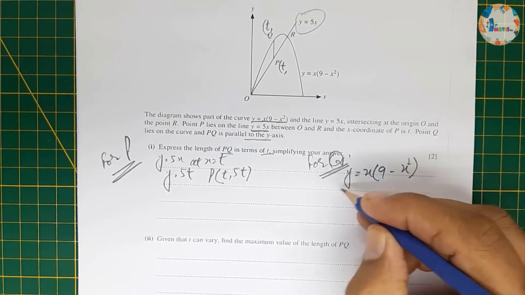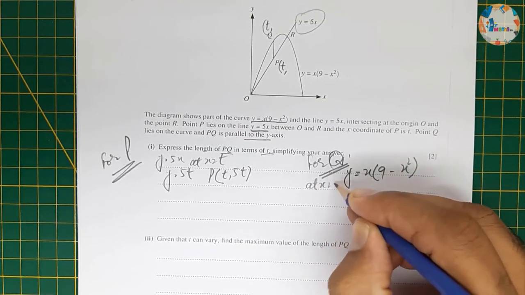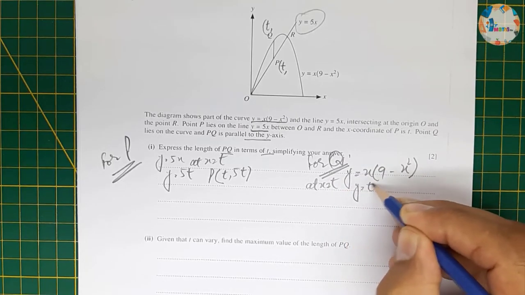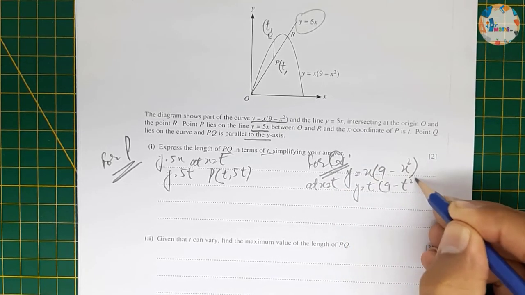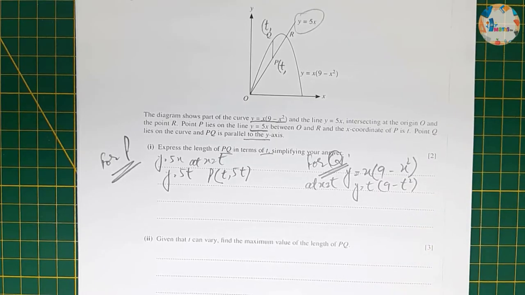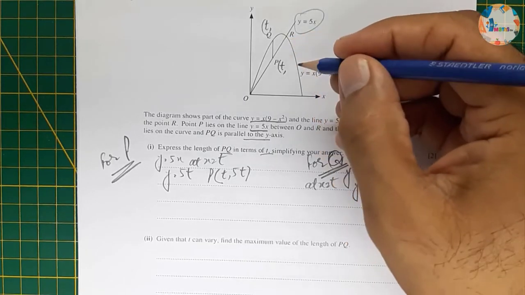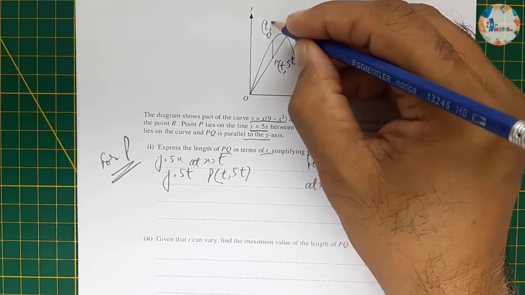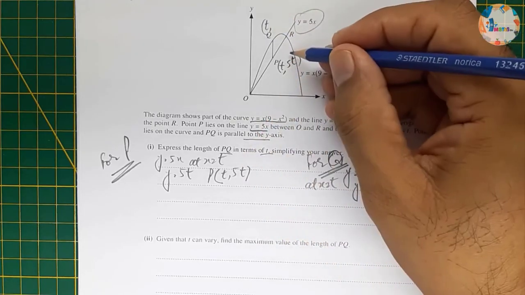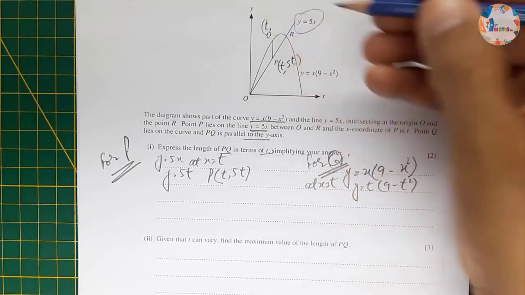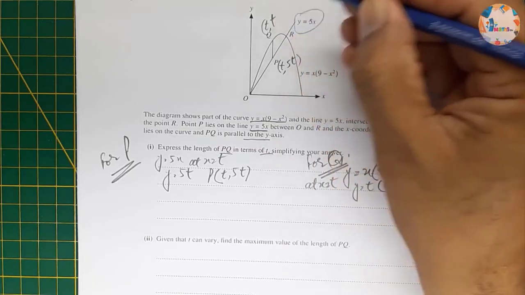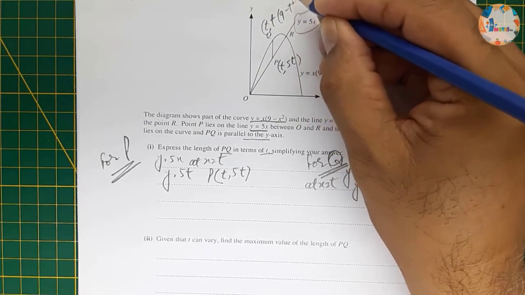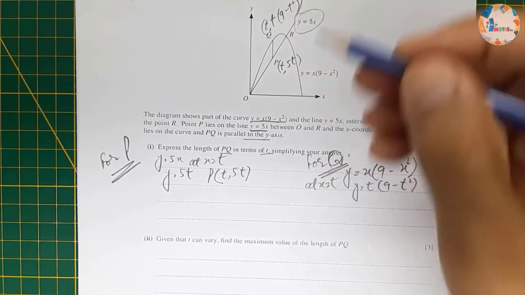So at x is equal to t, y will be equal to t into 9 minus t square. So this will be basically the y coordinate. So for P we found the y coordinate 5t, and for Q we found the y coordinate t into 9 minus t square, and these will be the coordinates.